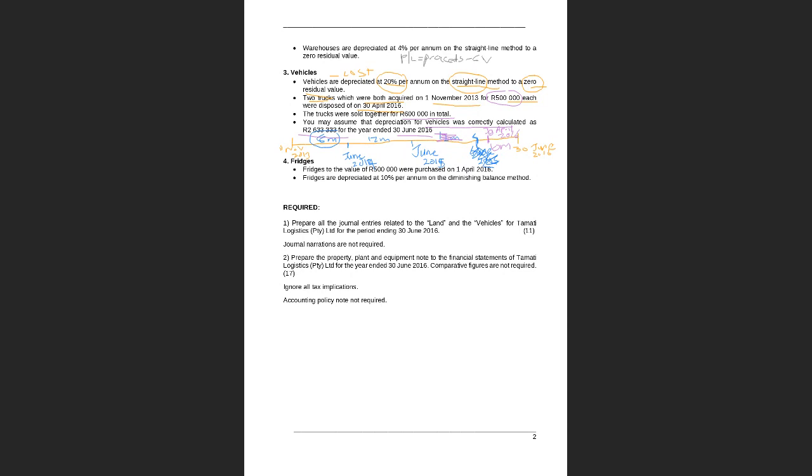Okay, so my proceeds are given to me. It's 600,000. Now I need to determine my carrying value. That's why I asked you to calculate the depreciation for that asset. In the first year, we would depreciate those assets for 8 months. So your depreciation calculation should be the 1 million rand, which is the cost price of the assets.